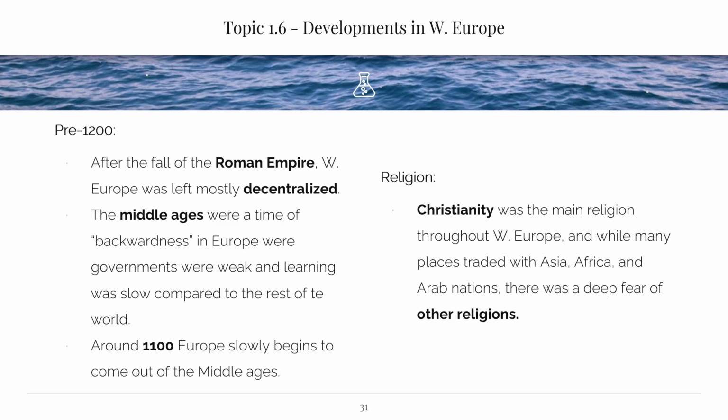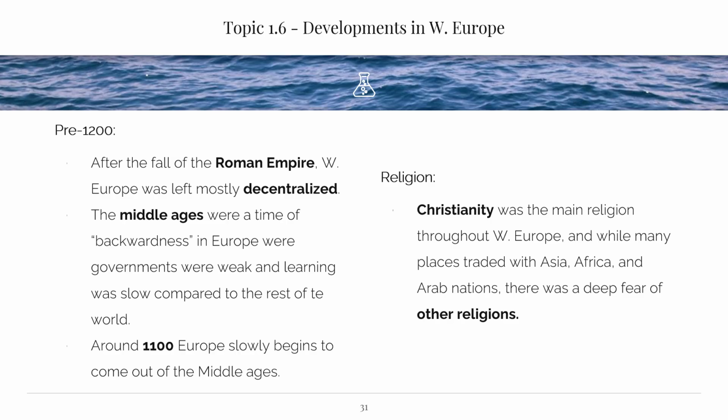Before 1200, after the fall of the Roman Empire, Western Europe was pretty much decentralized, and because a lot of the world was snuffed out, now we have entered into the Dark Ages or Middle Ages or medieval period. You could see it in any of those three ways, but basically it was just a way to say that Europe was backwards. Around 1100, Europe slowly began to come out of the Middle Ages.